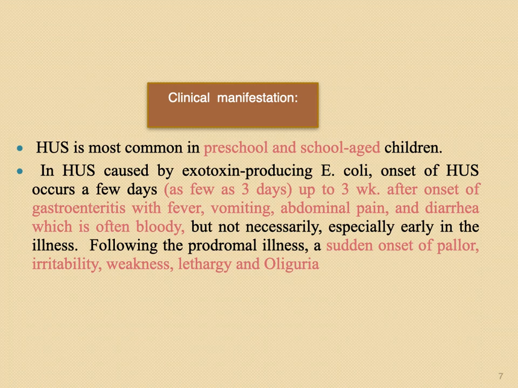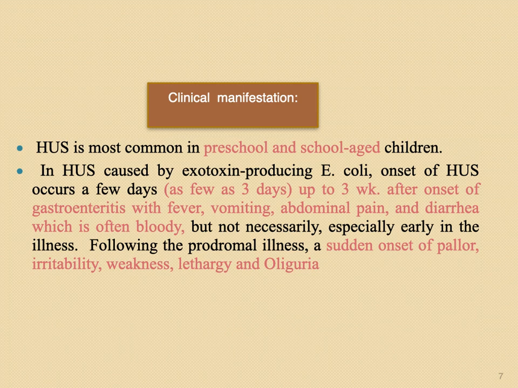After this prodromal illness, there will be a sudden onset of pallor. The patient will have irritability, weakness, and lethargy, and these symptoms usually herald the onset of hemolytic uremic syndrome. The patient will also develop oliguria. Oliguria can be present in the early stage. However, it may be masked by the ongoing diarrhea, because the prodromal enteritis often overlaps with the onset of hemolytic uremic syndrome, particularly with the ingestion of a high dose of the toxin.